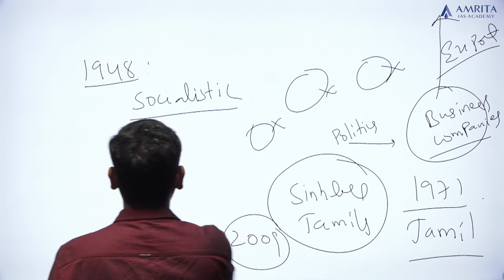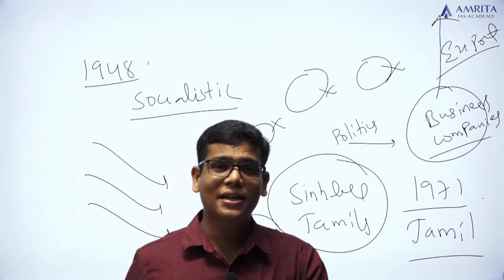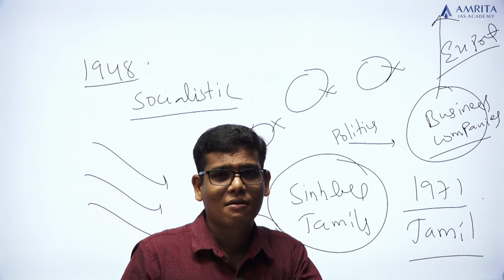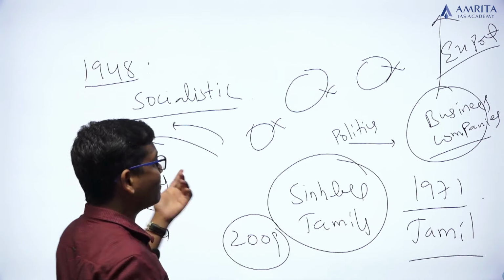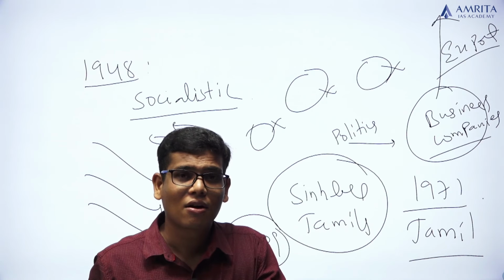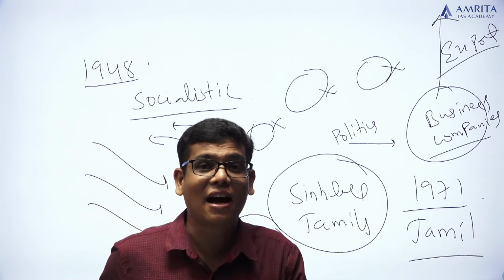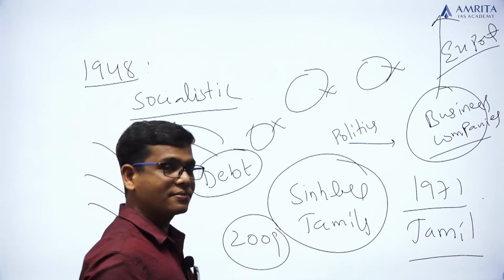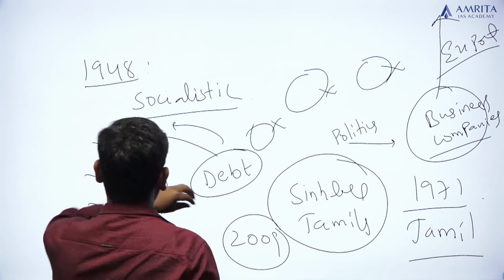But moreover, you need to import a lot of items, because you can't manufacture everything in your country. And when you are importing, definitely you need to pay the forex, but unfortunately you are not gaining forex. Then how have they maintained this balance? They have a habit of taking debt from foreign countries. They used to take the debt from the foreign country and they used to repay it.